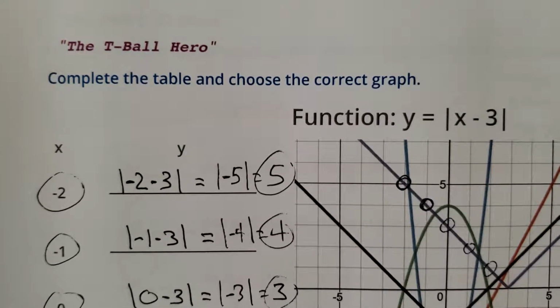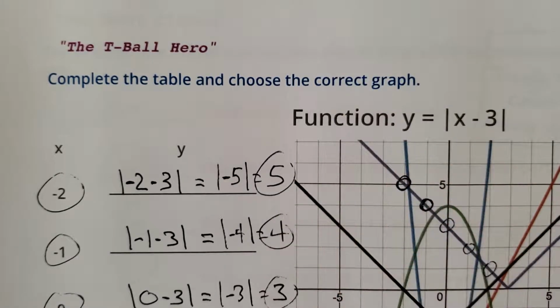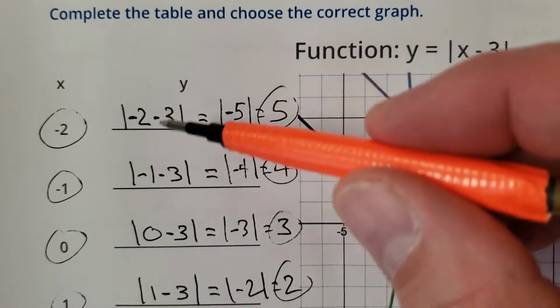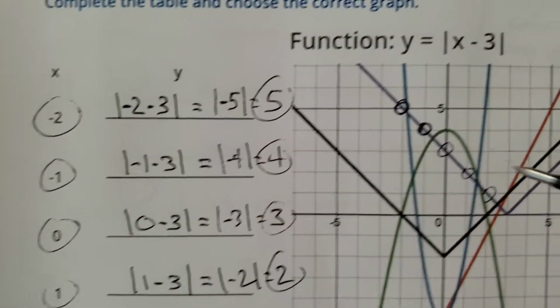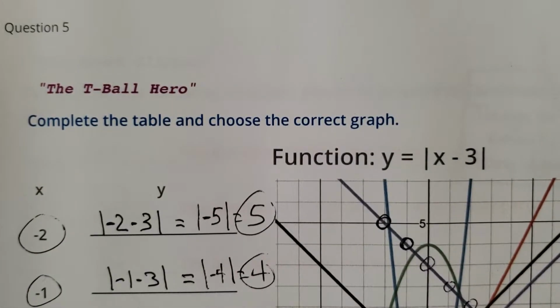So that was the T-ball hero. Sorry, I forgot to talk about the name of the question. Complete the table and choose the correct graph. So we did that. Numbers go in, numbers come out. Those make coordinate points. Identify the right graph, choose the right color, and then you win. T-ball hero.